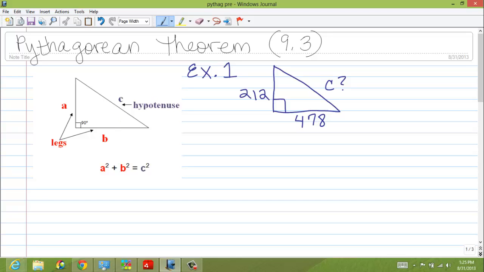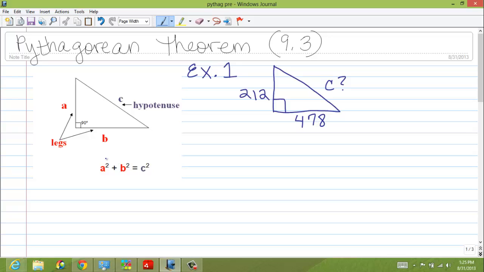So the hypotenuse is always the longest side of a right triangle, opposite the 90-degree angle. The Pythagorean theorem says in algebra that a squared plus b squared equals c squared. With respect to the legs, it doesn't matter which is labeled A or B, but the hypotenuse must always be labeled C. Okay? Let's look at an example.